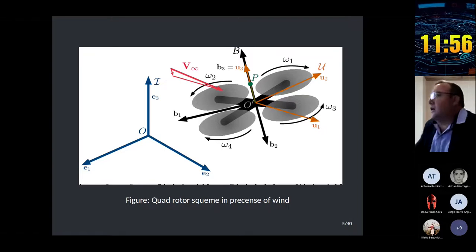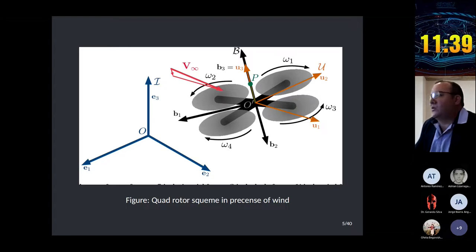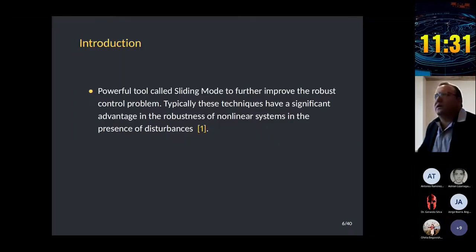Here we have the diagram of the quadrotor, the classic quadrotor. In this quadrotor, you see the effect of the wind on the orientation model, and it is the reason that we have to design a robust control to ensure the orientation of this problem.